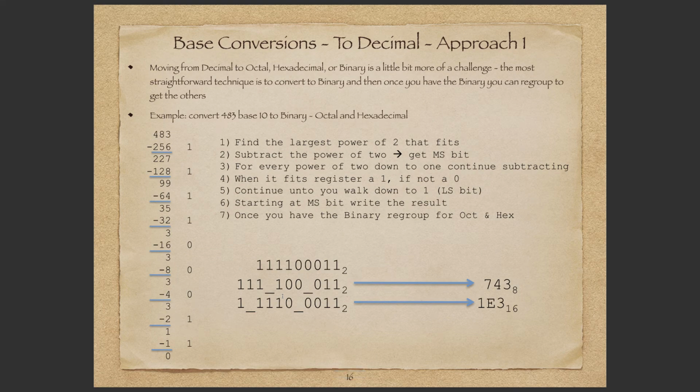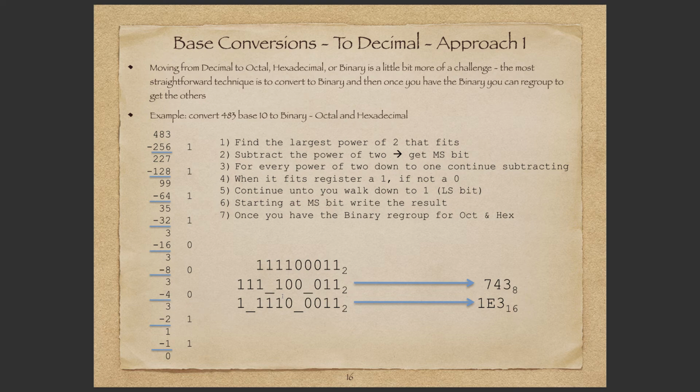The trickiest part is when you're dealing with decimal numbers. So I provide in this presentation 2 ways to do it. The way I like, that's simple and straightforward, is I take the value I'm converting, I find the largest power of 2 that fits, I designate that it fit with a 1, then I walk down every power of 2 till I'm done and keep track of the ones that fit.